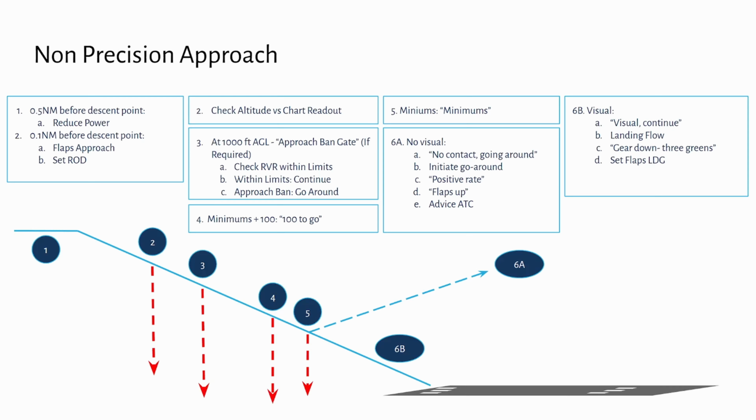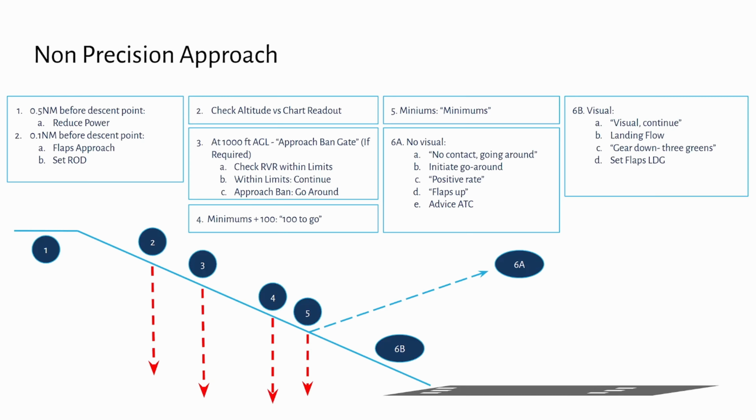So continuing down the approach, we want to check the altitude versus the chart readout, and then we're at 100 to go before our minimums. It is going to be a minimum descent altitude, so we can't go below it. We're going to call out 100 to go, and then we're going to start looking up for the runway. And then at minimums, we're going to call minimums.